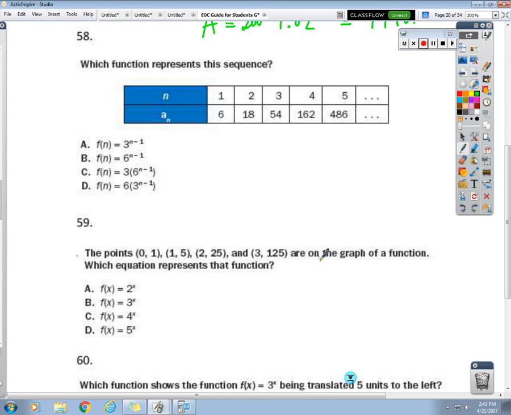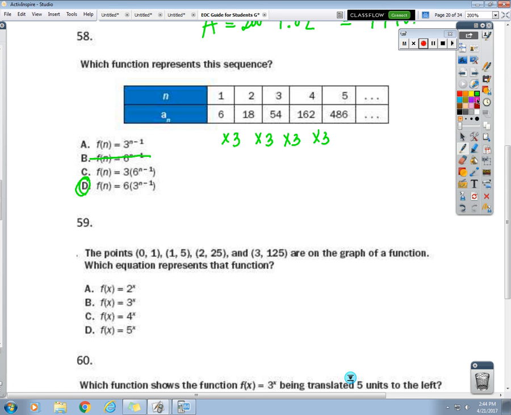Which function represents this sequence? Okay, what do you think? It's actually D. Let's talk about why. Okay, if we just look at it, what pattern do you notice? What's happening to get from the first term to the second term to the third term? Times 3 every time. 6 times 3 is 18. 18 times 3 is 54. 54 times 3 is 162. 162 times 3 is 486. So just by seeing that, I eliminated B. So I was like, well, there's no 3 in that.